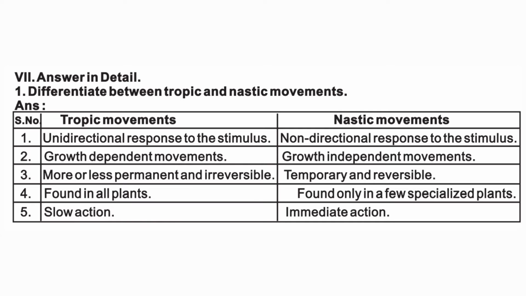Tropic movements: growth dependent movements. Nastic movements: growth independent movements. Tropic movements: more or less permanent and irreversible. Nastic movements: temporary and reversible. Tropic movements: found in all plants. Nastic movements: found only in few specialized plants. Tropic movements: slow action. Nastic movements: immediate action.